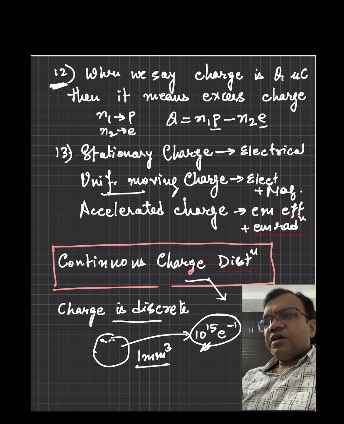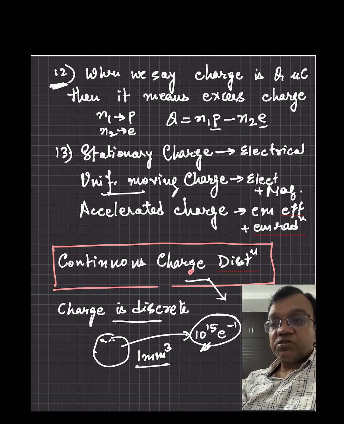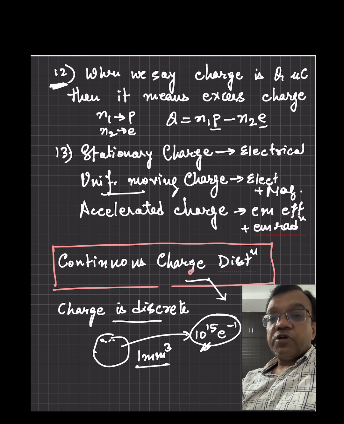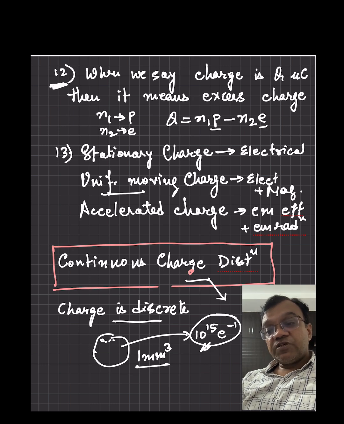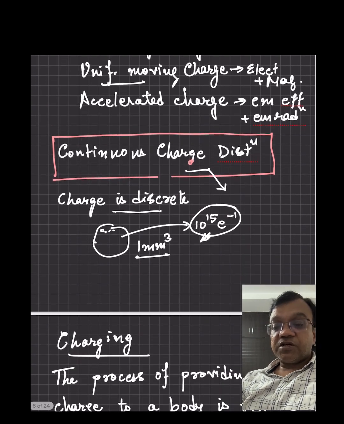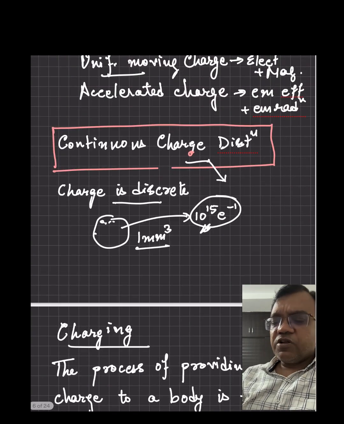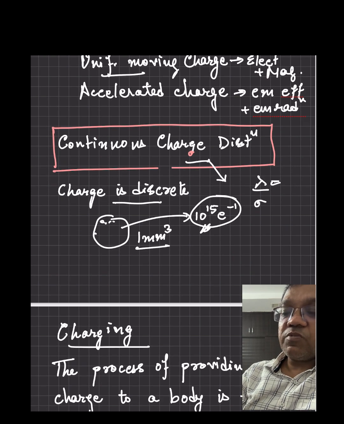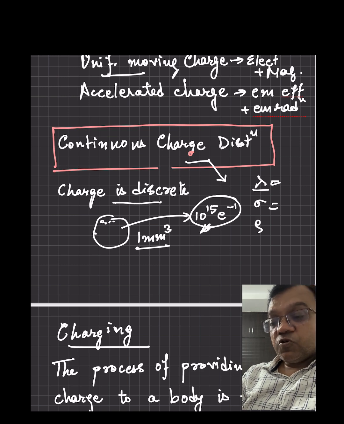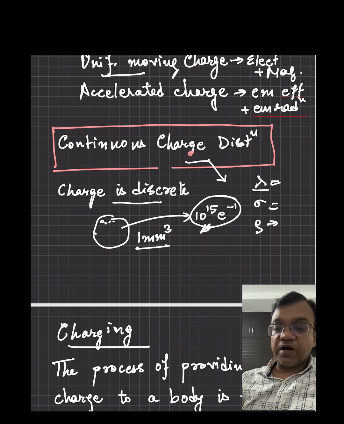Now, just like in gravitation or in mechanics, you have seen different types of mass density: linear mass density, surface mass density, volume mass density. The same way we are going to have different types of charge density: linear charge density, surface charge density, volume charge density. There's nothing new in that, so we can skip that part. Lambda is the linear charge density, charge per unit length, sigma is the charge per unit area, and rho is the volume charge density, charge per unit volume. Exactly similar to how we define for mass.